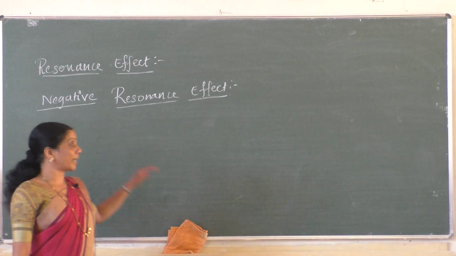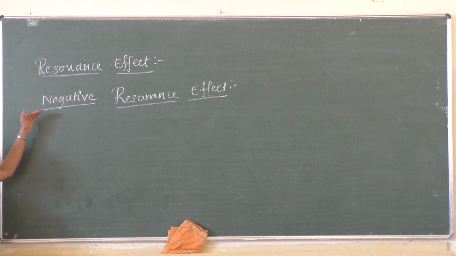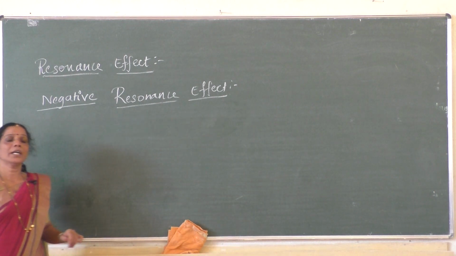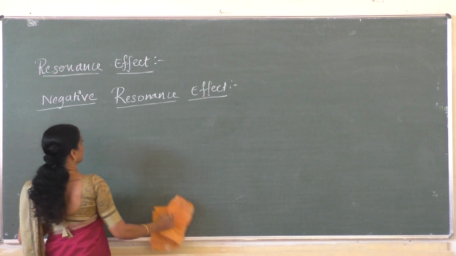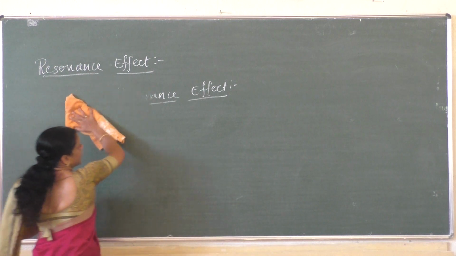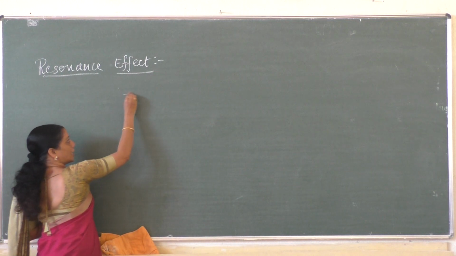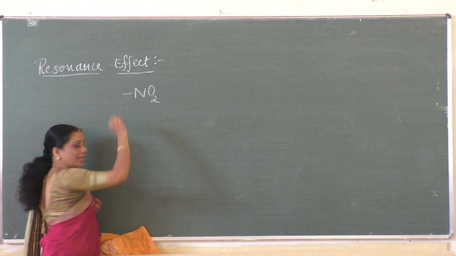Today let us study about another type of resonance effect that is called the negative resonance effect. Now what is this negative resonance effect? In order to study this, let us consider one example, a group attached to the aromatic ring, a group called NO2, that is a nitro group.